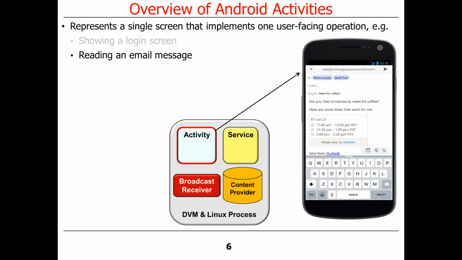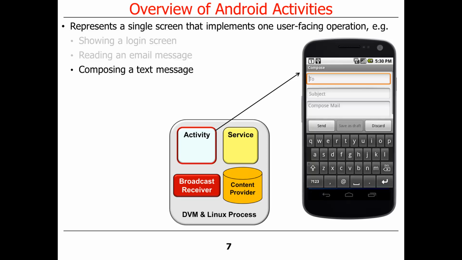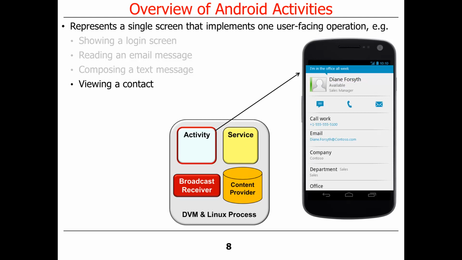You could also read an email message. So here we're going to have a way to read the email message. You might also want to compose a text message or compose an email message. And again, in both cases, it will give you a way to fill in the addresses, perhaps using your address book. You can fill in your subject line. You can fill in the body of the message and so on. And all that stuff would be done inside of an activity.